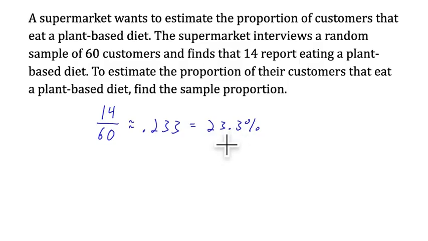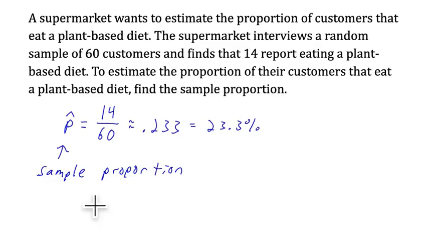Now, when we have a proportion from a sample, we call it a sample proportion, and there's a special abbreviation for that. It's P with a hat over it. We actually call it P hat. When we're referring to the proportion from the whole population, we just use the letter P, but without the hat.